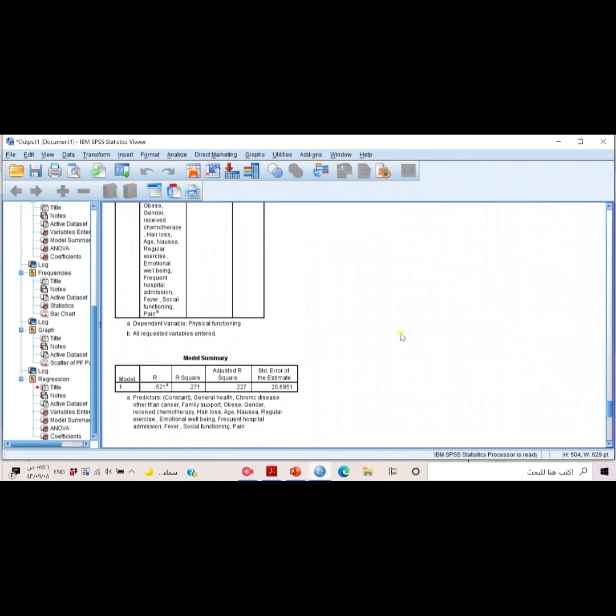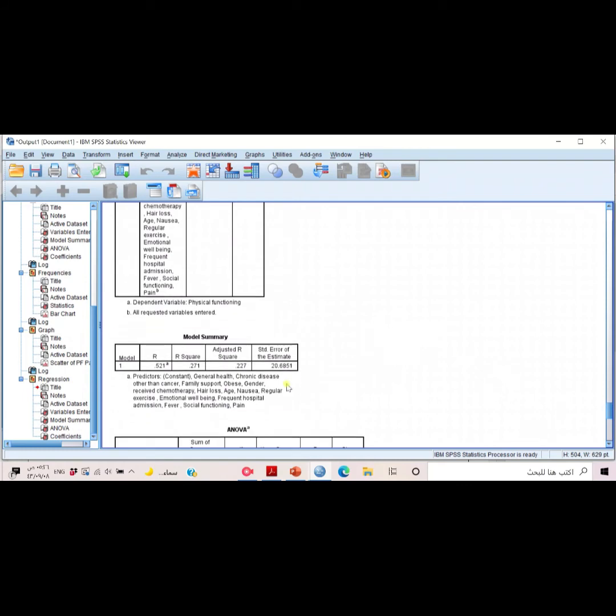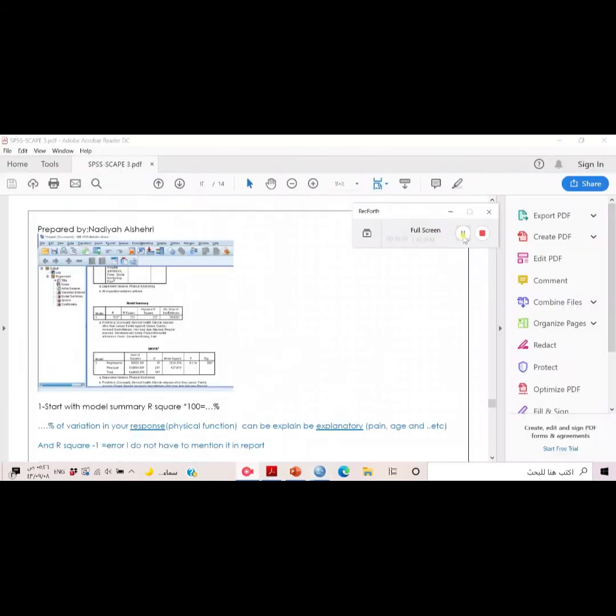Here we have the output. We will explain one by one what the model summary is. We will see the R square, and I will take the value of R square and multiply it by 100, and it will give me an indication about the variation in my response. Let's see what that means.